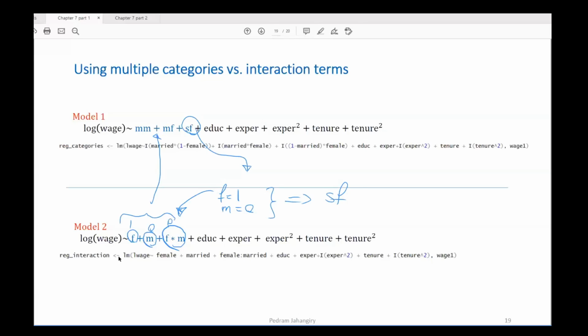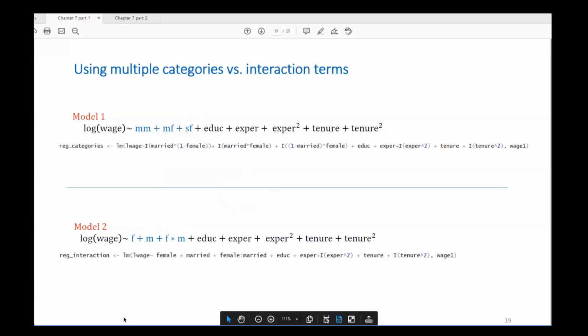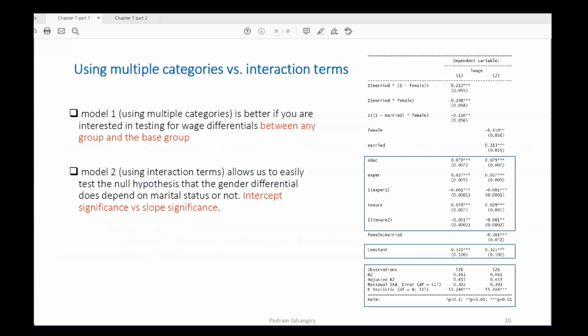So now let's run it, and again, having this one in R is also easy. I have female plus married plus married star female, so this is the interaction term. Let's look at the output. This is the last slide. Let's look at the output of these 2 regressions, and I have a couple of final thoughts on these 2.